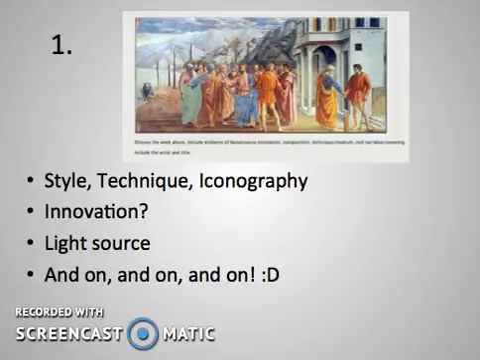You see contrapposto weight shift, figures shown from the back. You see their cast shadows from the unseen light source. See the shadows down there?